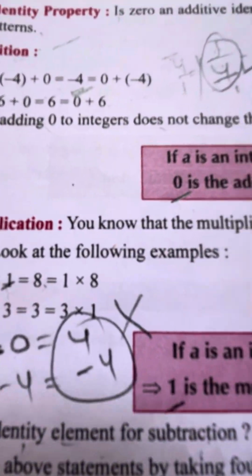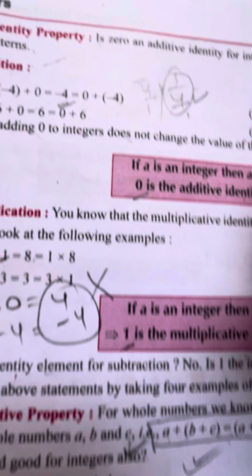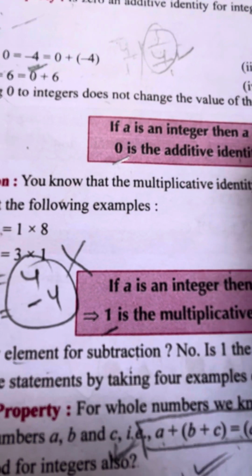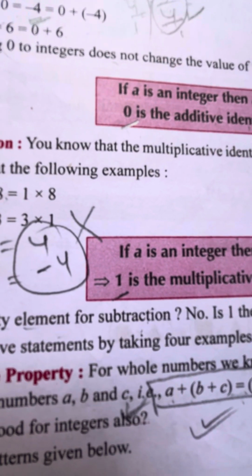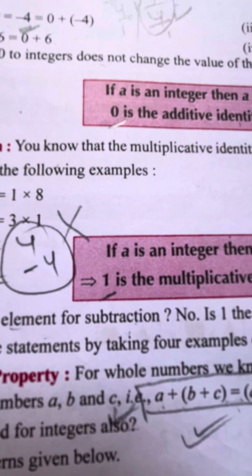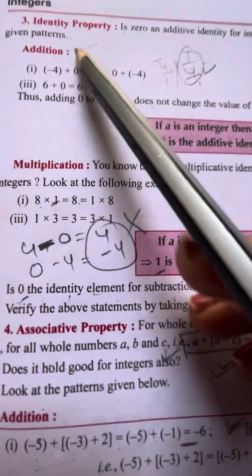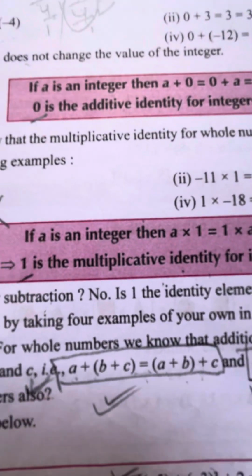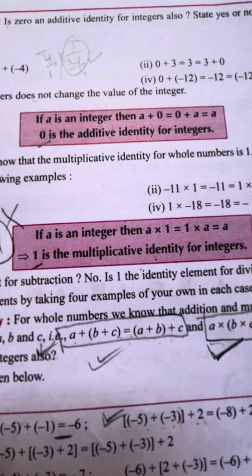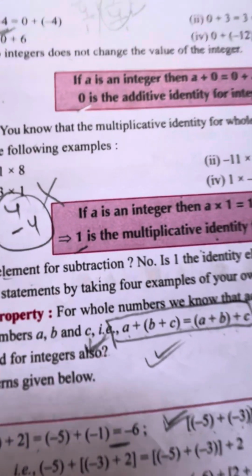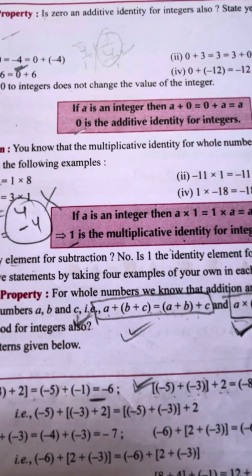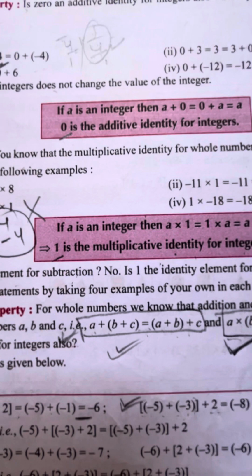Identity property means you add or multiply with a number and the result is the same number, then that number is the identity for that operation. In the case of addition, if you add 0 to any number, then you get the same number. So 0 is the additive identity for the integers. In the same way, if you multiply 1 with any integer, you will get the same result. So 1 is the multiplicative identity for the integers.